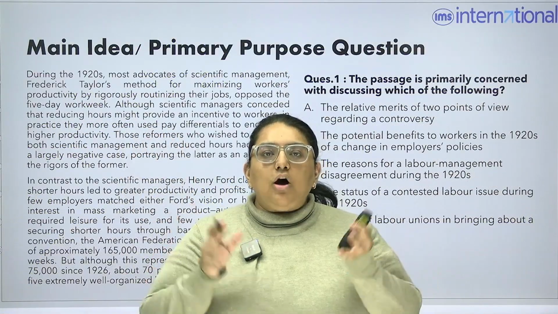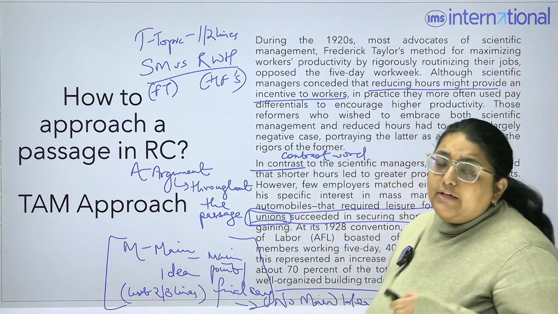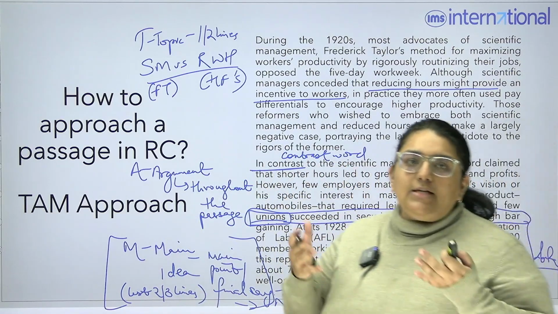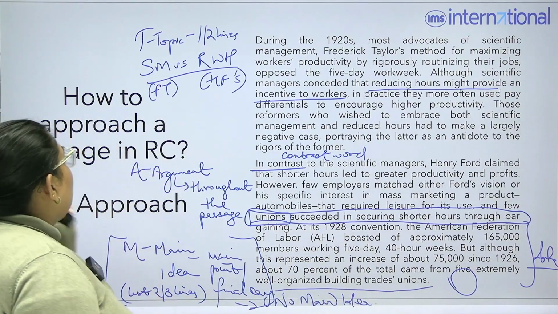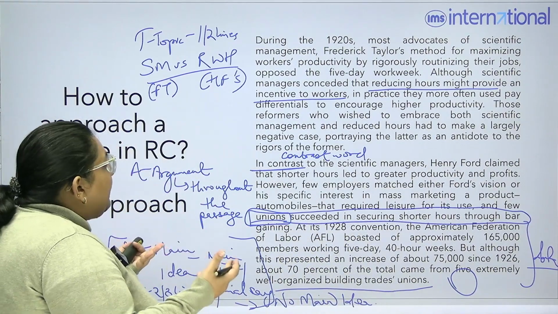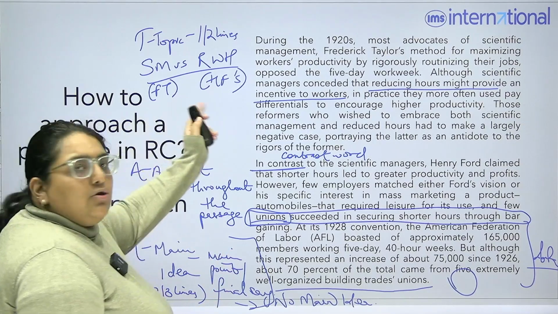Okay guys, so now that we have understood the passage properly, we will have a look at the different types of questions which can come from this passage. So we know that the passage was talking about this kind of a debate between scientific management and reduced working hours.